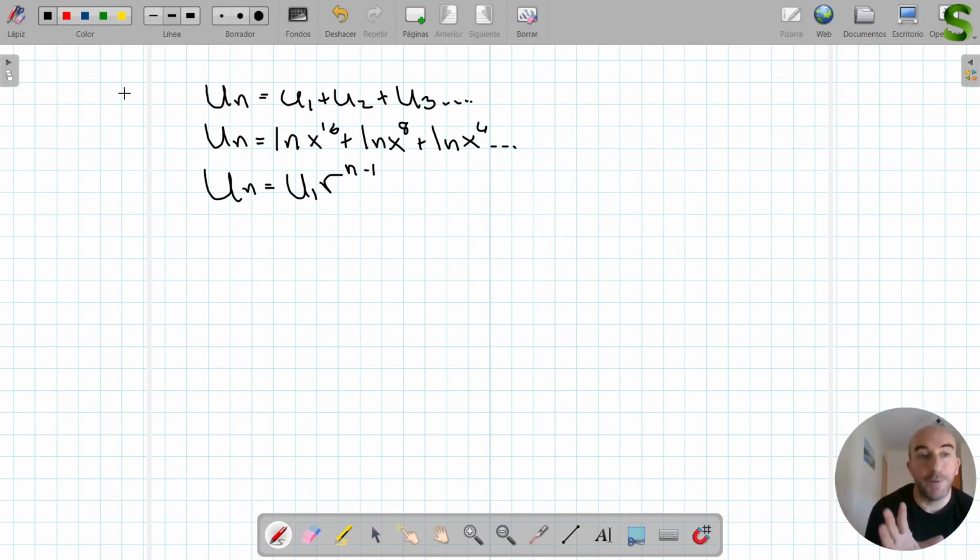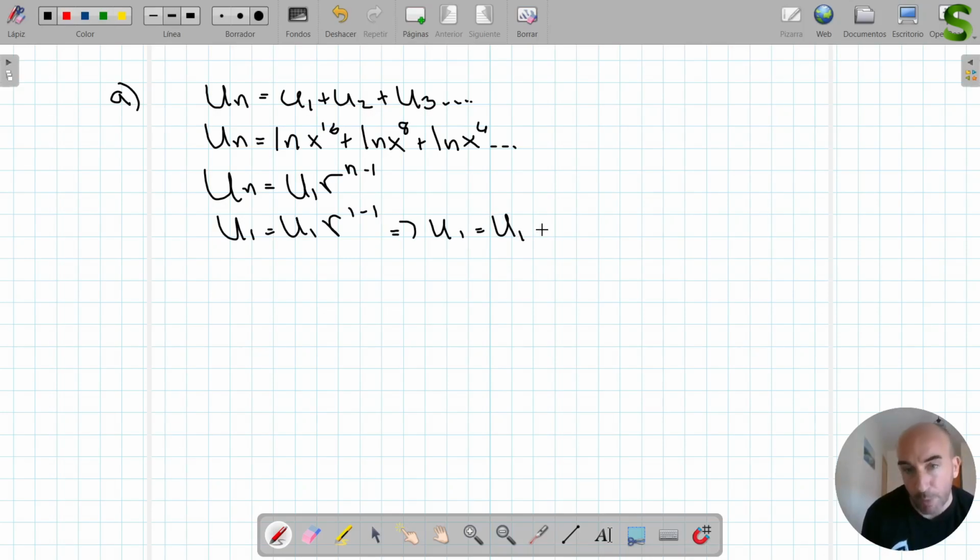So to solve this first part, we have to use either the second or the third term. We can't use the first term because if we use the first term, we would basically have u sub 1 is equal to u sub 1 times r to the power of 1 minus 1. So that gives us u sub 1 equals u sub 1, which is obvious. Okay, so we have to use either the second or the third term. Let's use the second one, that's easy.